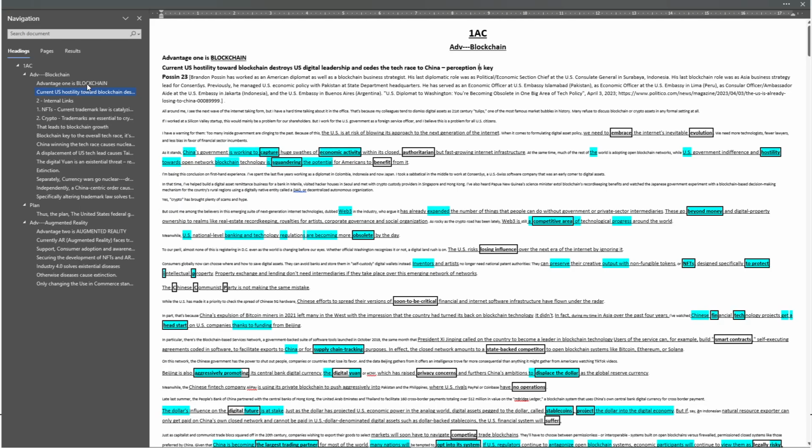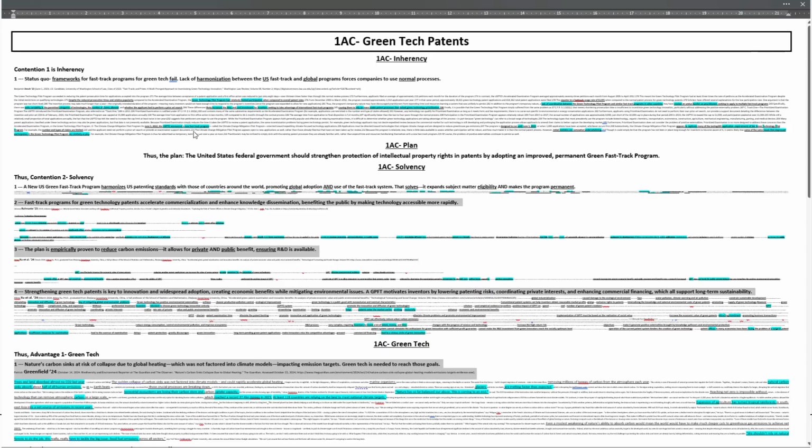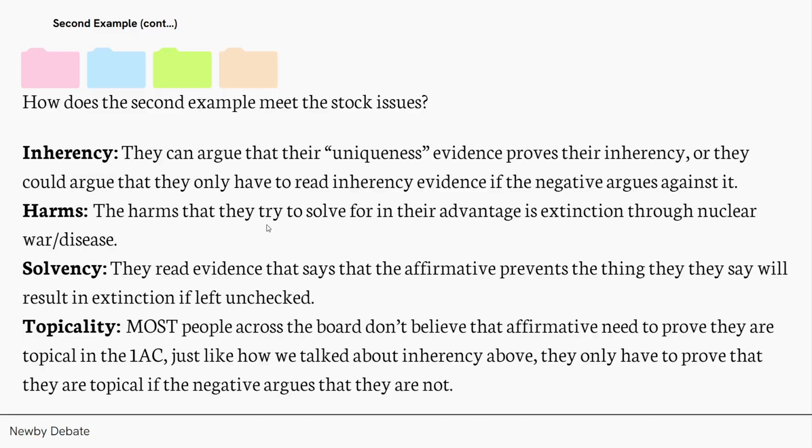But then some judges do care about that a lot. And if they see a plan like this, making arguments like you don't fit under the stock issues would actually be really strategic. And so being able to understand what your judge is going to like to see is pretty important. But that's an example of the two different ways that people can structure their cases in the modern day.